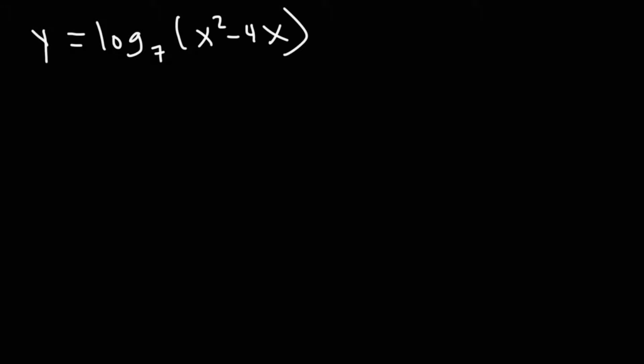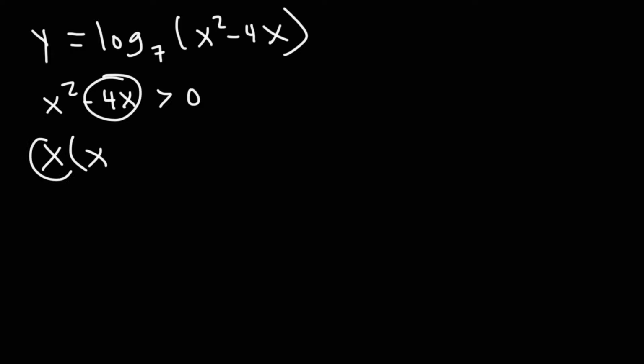Now let's move on to our next example. Let's say we have y is equal to log base 7 of x squared minus 4x. Go ahead and try that problem. So just like before, we're going to set whatever is inside the log expression greater than 0. Now for this particular expression, we can factor out the GCF, the greatest common factor, which is going to be x. x squared divided by x is x. Negative 4x divided by x, that's going to be negative 4.